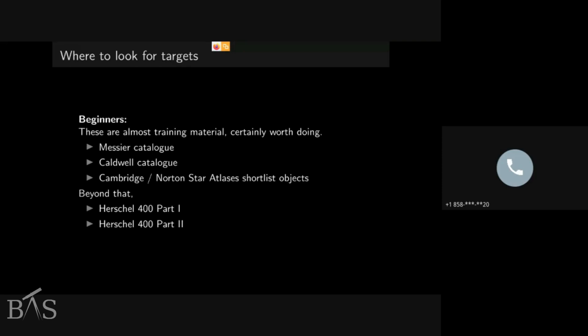Usually, most of them are bright. Occasionally, you might come across something that's extremely hard. You keep trying, you don't get it, and then you realize it was a hard object. But the Cambridge Star Atlas short list is a good place to go.